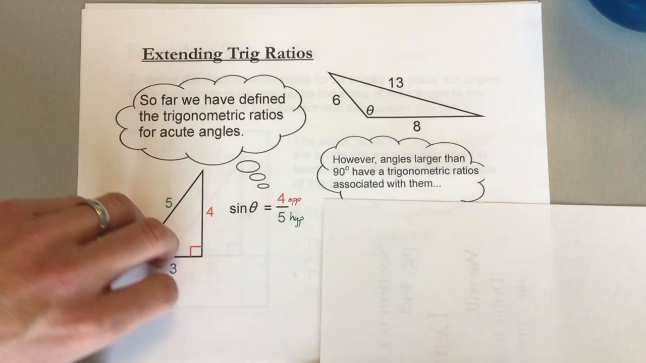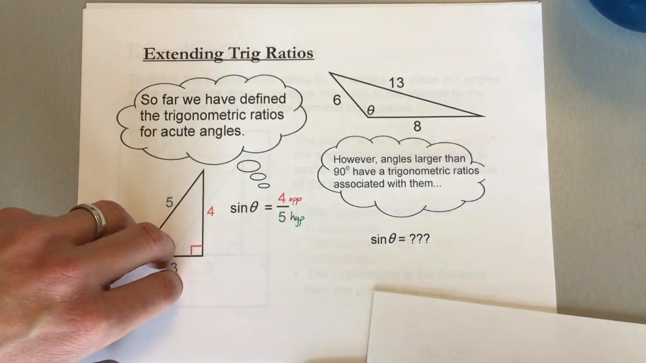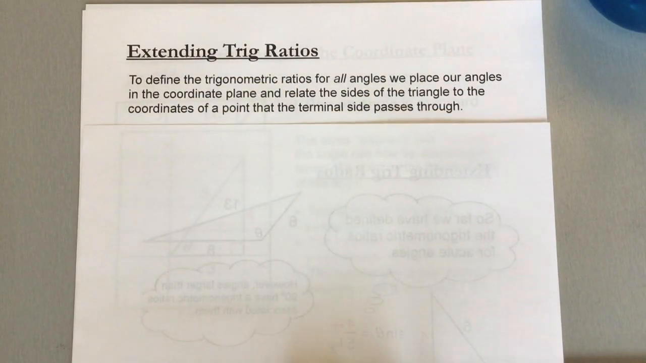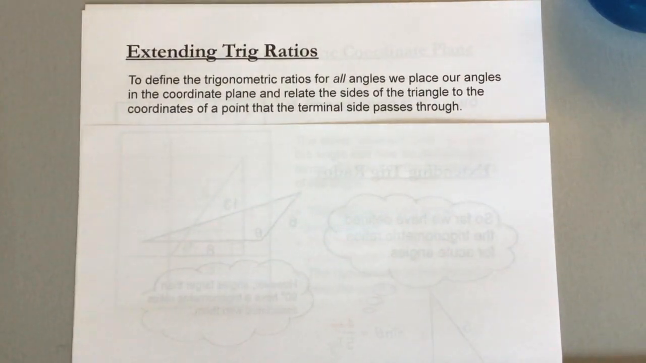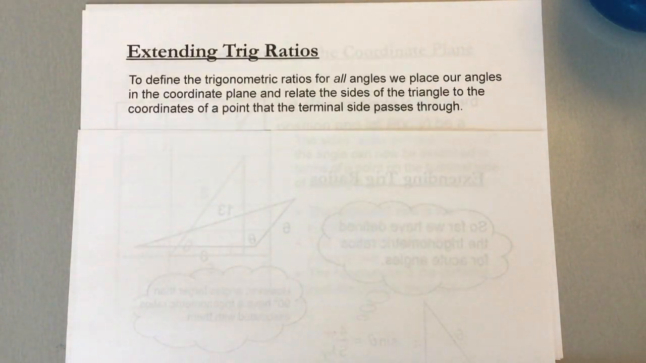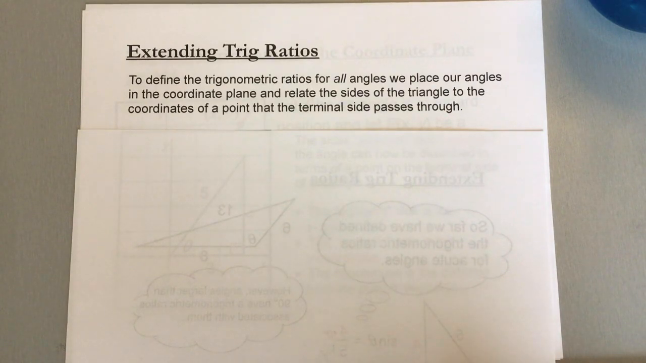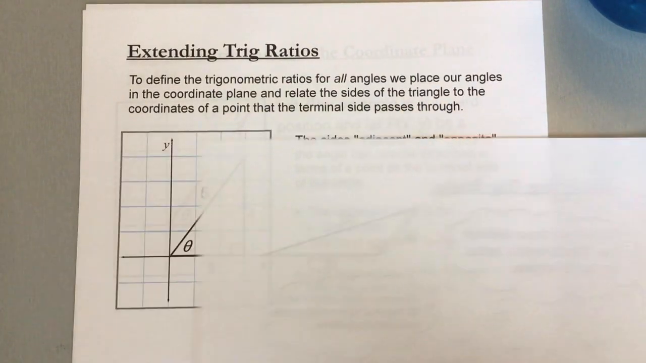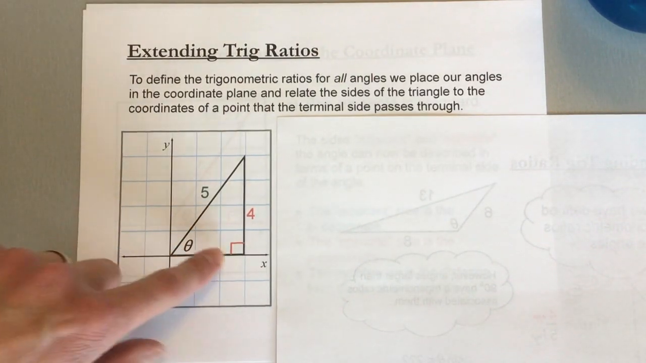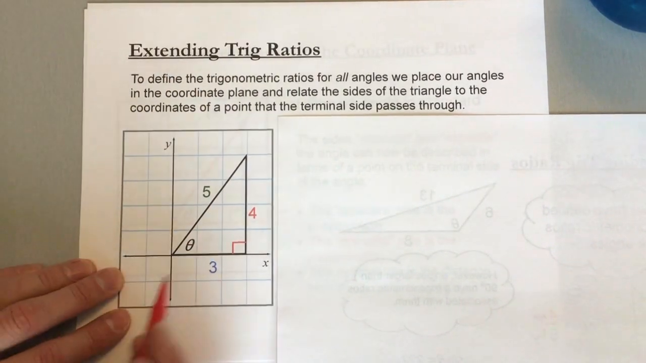To do so, we're going to take our angle and place it in the coordinate plane. So to define trigonometric ratios for all angles, we place our angles in the coordinate plane and relate the sides of the triangle to coordinates that our angle passes through. And I'll show you what I mean right here. So there's that same triangle with sides of 3, 4, and 5, but now I've placed our angle theta and the parts of this triangle in the coordinate plane.